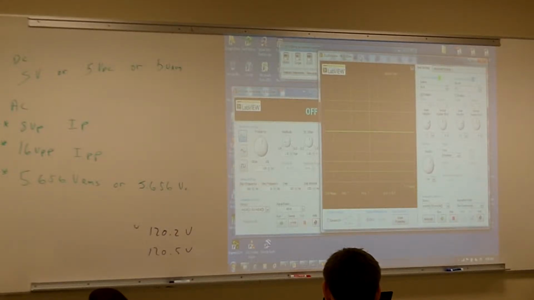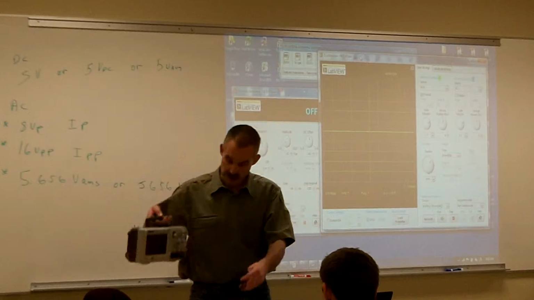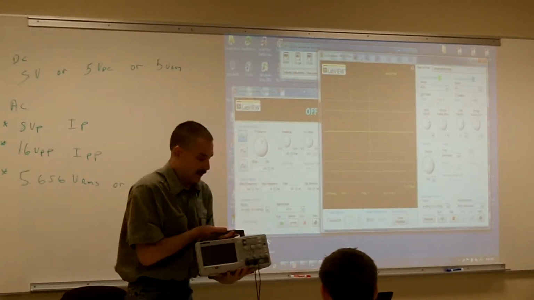So when I'm talking about an oscilloscope, this is what I'm talking about. Here's what a real oscilloscope looks like, and the one on our myDAQ is the same thing.